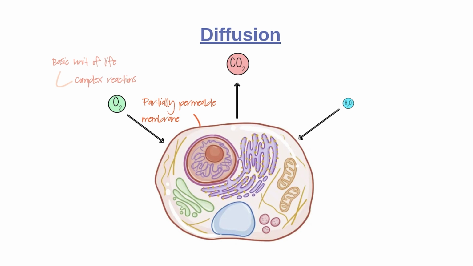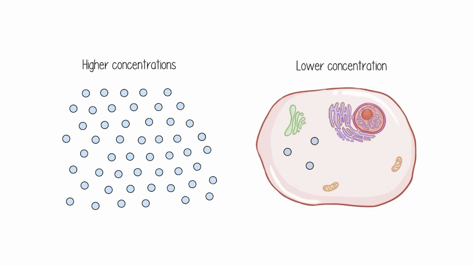And these waste products can be very toxic for the cell's survival, and that's why they need to rapidly get rid of them. So there has to be an exchange mechanism that's going to allow substances to enter the cell through the cell membrane and also leave through that same membrane. One such mechanism is diffusion. Now, diffusion is a passive process in which substances move from a region of higher concentration to a region of lower concentration, so down a concentration gradient.